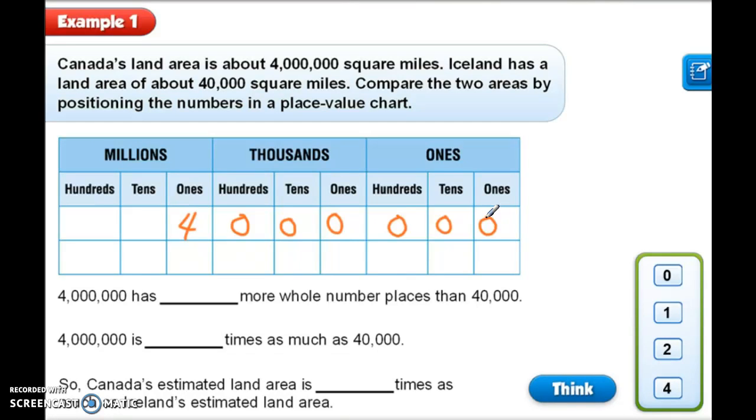Let's look at our 40,000 square miles. We don't have any numbers in the million, do we? In the thousands period, do we have 100? So we're going to start in the tens of the thousands period, and we're going to put a 4. And then there's no ones in the thousands period, and there's no hundreds, tens, or ones in the ones period.